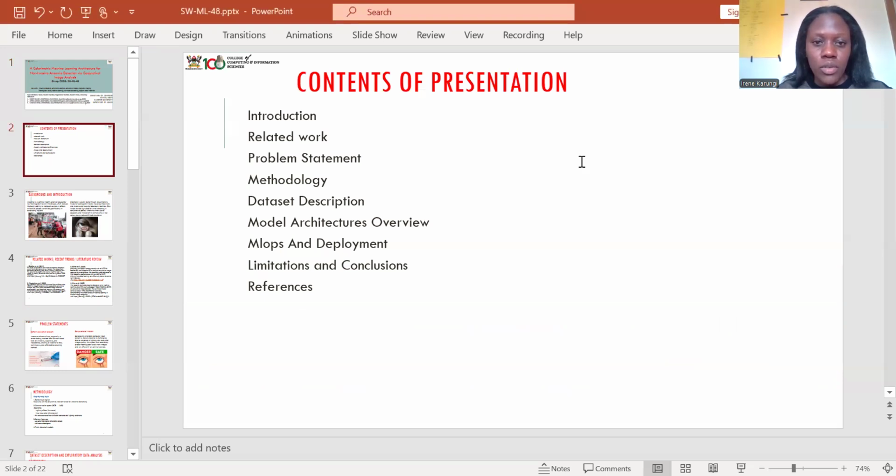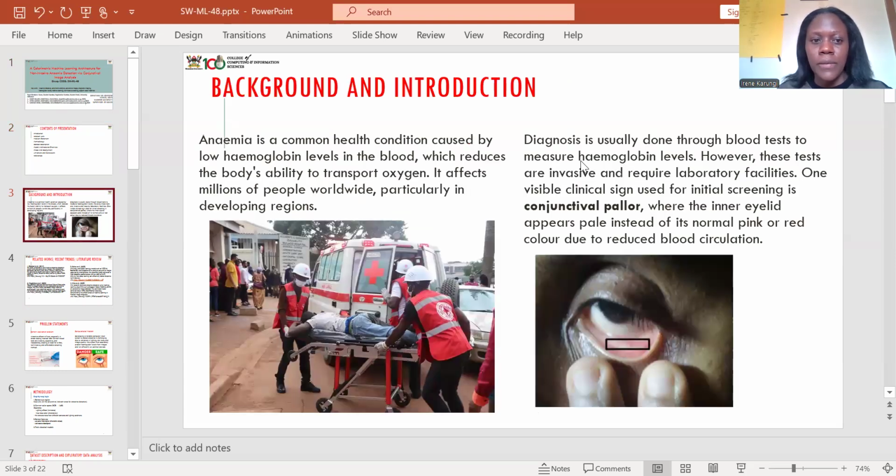So slide 2 has the contents of the presentation. In this slide, I'll first explain the background of our anemia project and why this problem is important. Then I will discuss related research and identify the gap that motivated our work. After that, I'll explain the problem statement, the methodology, the data description, the model architectures overview, the deployment, then the limitations and conclusions, and the references.